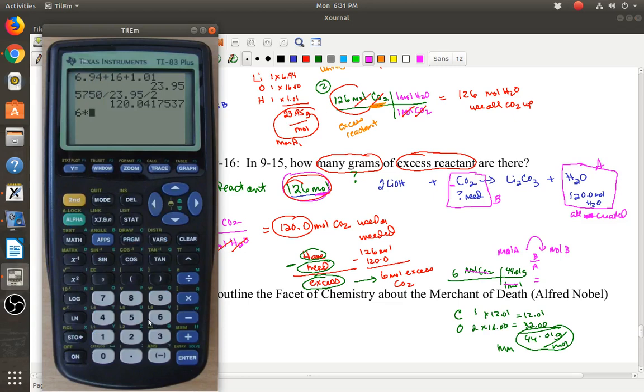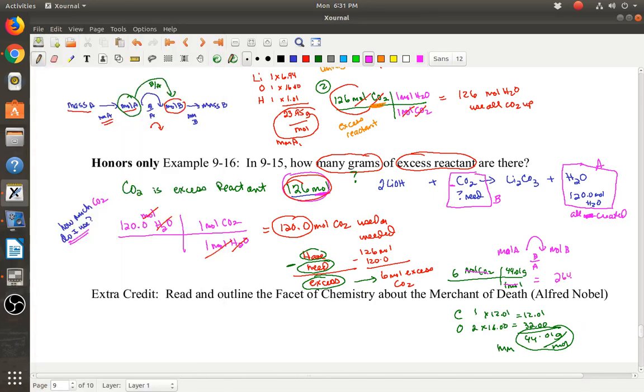6 times 44.01 is 264.06. There's only one sig fig in this thing. Let's see. No, actually we should have had 3 sig figs. So, well, no, just go to the ones place, because when you're subtracting, you only go to one place. So this would round to about 300 grams of CO2, because 1 sig fig.